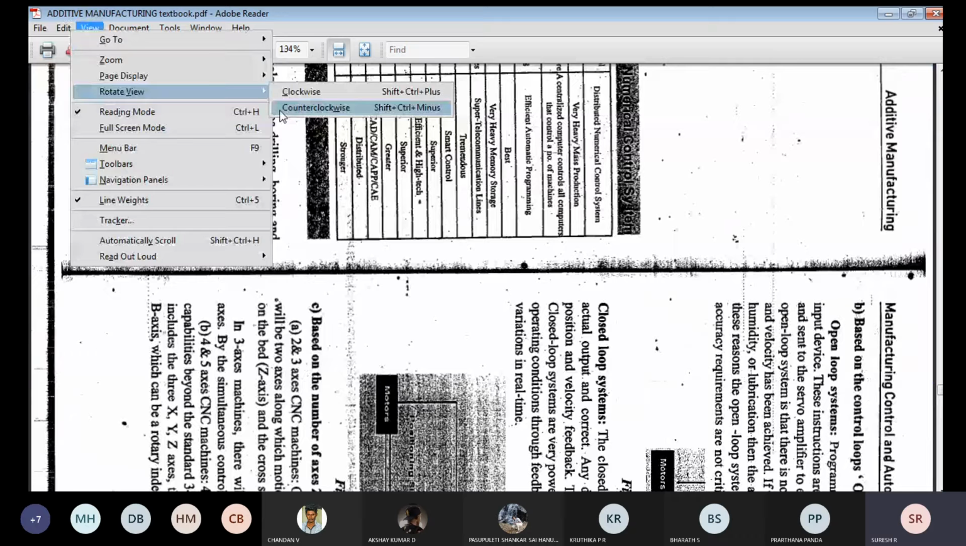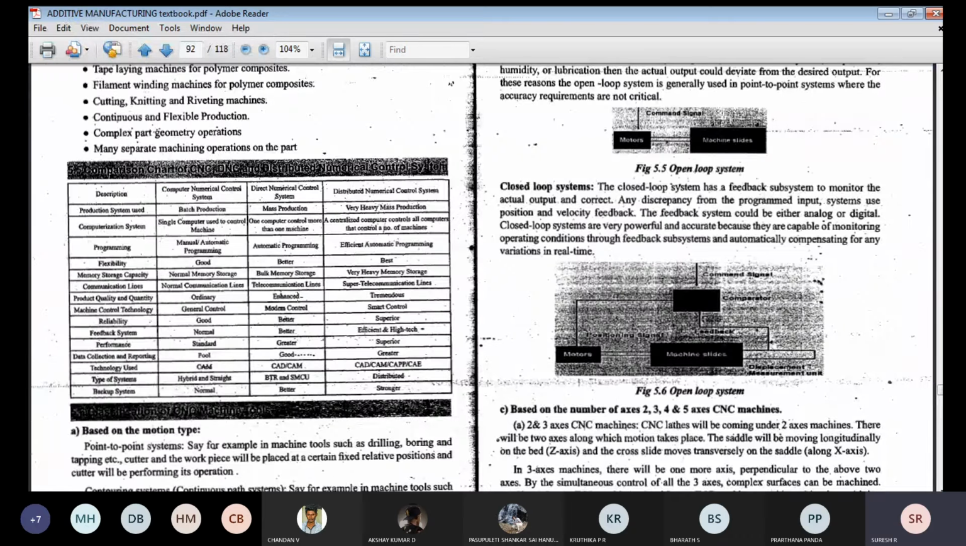Next we will move on to the differences. Some of the basic differences: the comparison chart between the CNC and the DNC system. The production system used is batch production in the case of CNC. It is mass production in the case of the DNC system.